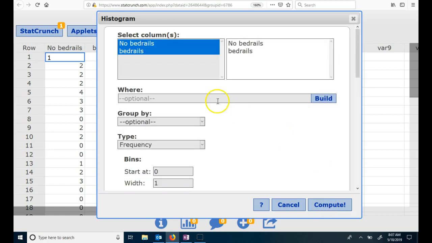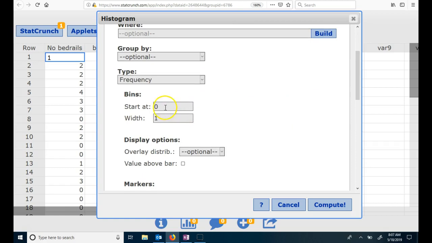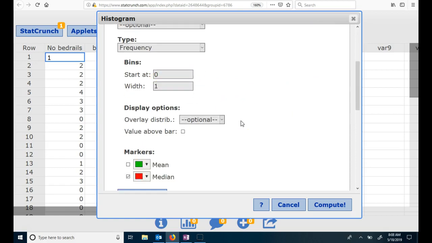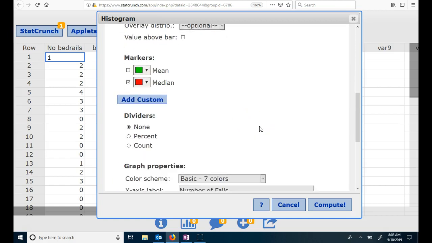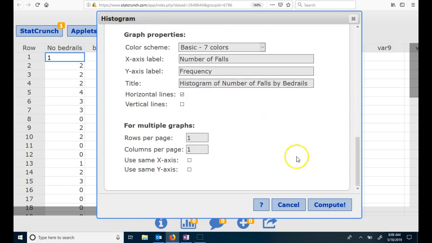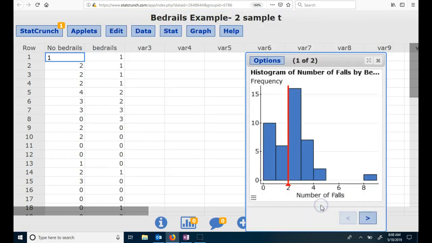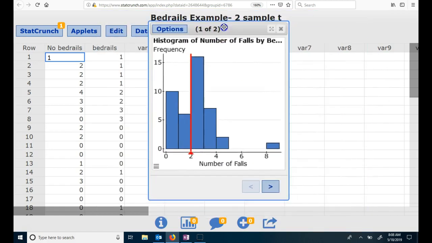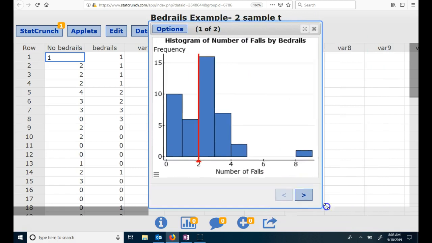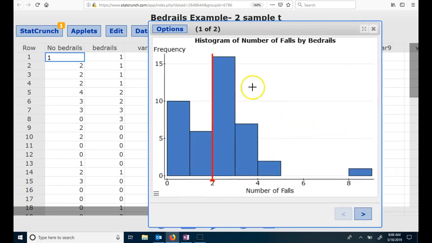So I went in, I selected the columns that I wanted to create the histogram out of. I selected a start at for my bins and a width. In this case, it made sense to use a width of 1 because there's the number of falls, which does not go up very high. And then I'm going to go in and compute. Okay. All right.